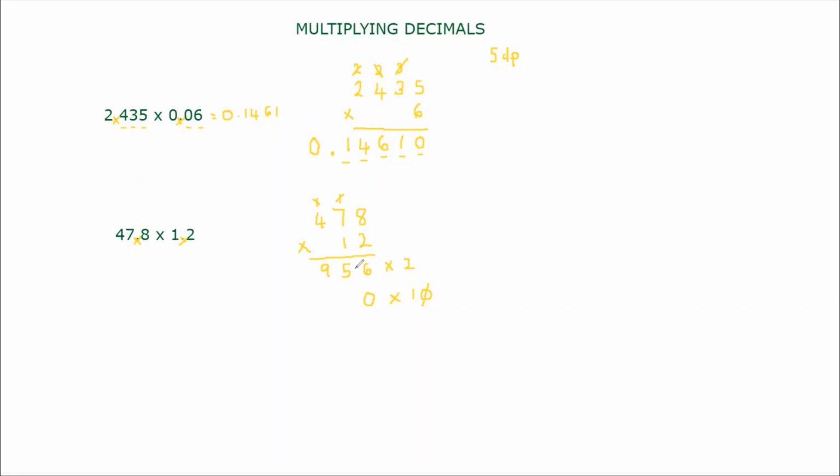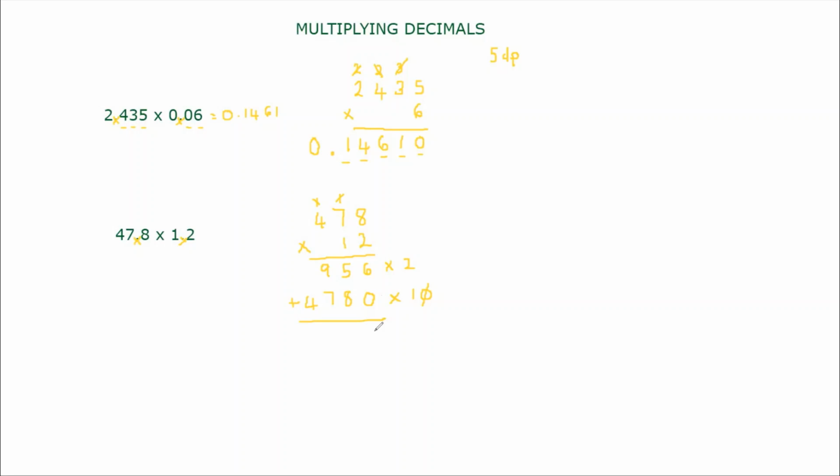Now we're multiplying by the tens number, but we put our naught in here, so we can treat this as a 1. And 1 times 8 is 8. 1 times 7 is 7. And 1 times 4 is 4. So we're going to then add these numbers together here.